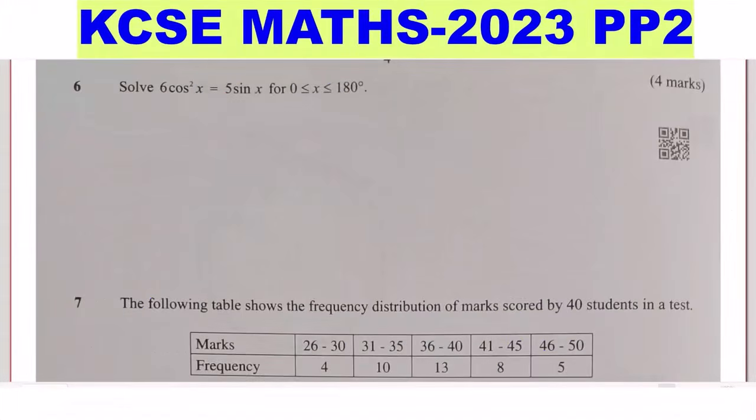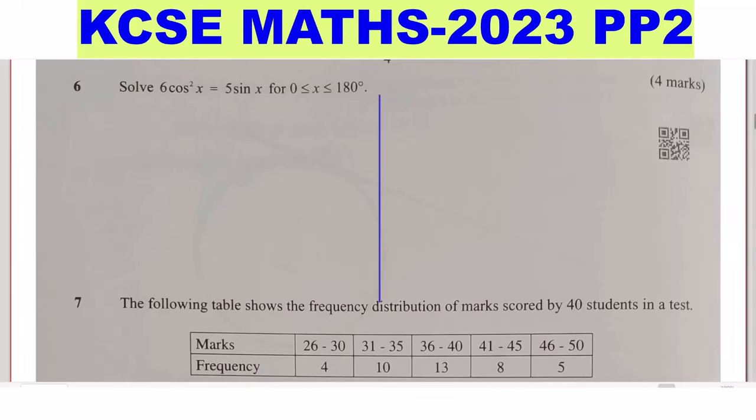Question 6. Solve 6 cosine squared x equals 5 sine x. The range is given: x should be greater than or equal to 0 and less than or equal to 180. The first thing you're going to do is to make everything uniform.